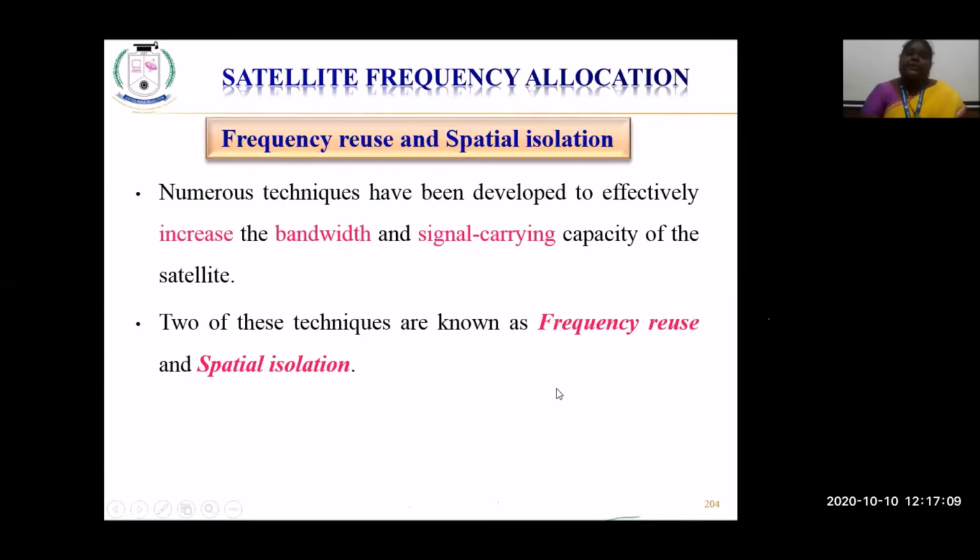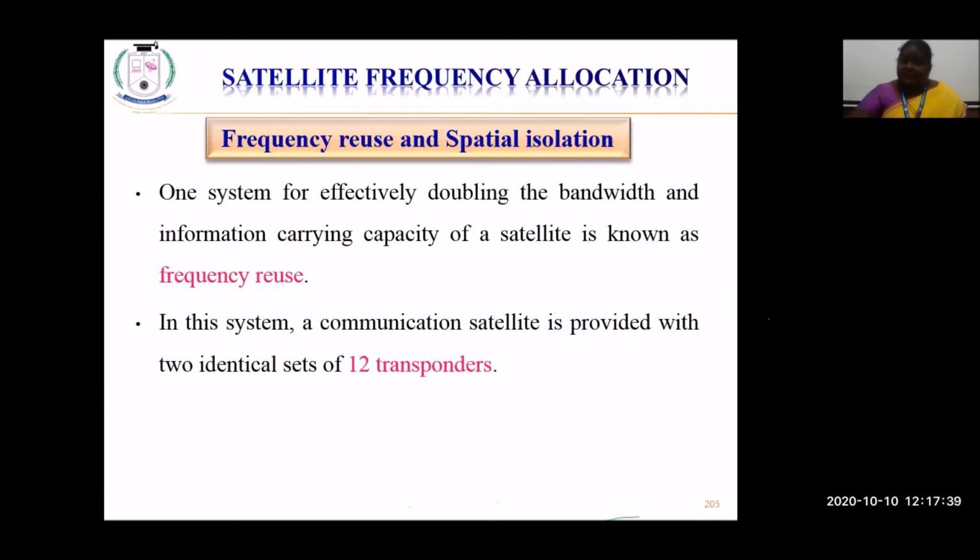The next important point is frequency reuse. The same single satellite, with the same or different antennas, can make use of the same frequencies. Different antennas are used for different applications, and there will also be spatial isolation. Numerous techniques have been developed to effectively increase the bandwidth as well as the signal carrying capacity of the satellite. These techniques are known as frequency reuse and spatial isolation. How is it happening? One system for effectively doubling the bandwidth and increasing the information carrying capacity of a satellite is known as frequency reuse.